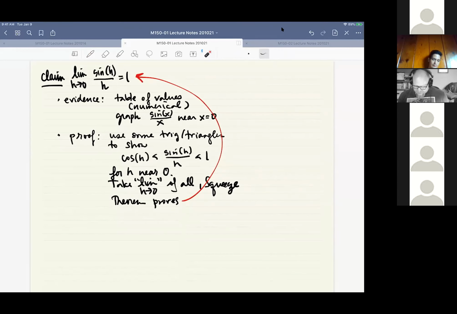As you take the limit of everything here as h goes to 0, 1 goes to 1. As h goes to 0, cosine, which is continuous, goes to cosine of 0, which is 1. So that means that this thing must also go to 1. So that's why this is true. That's cool.